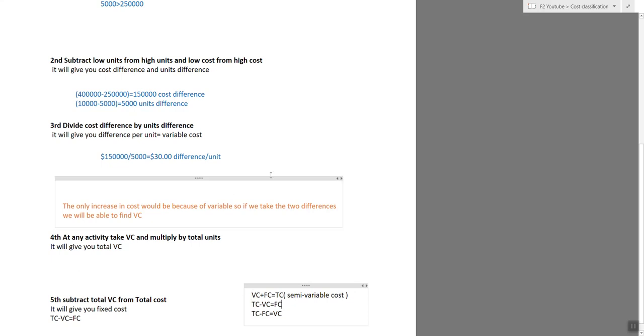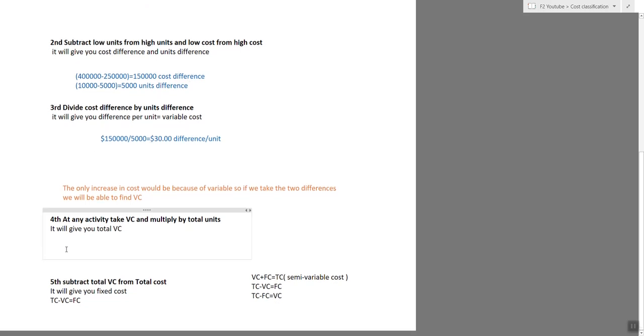So now take any activity, whether you want to take 5,000 or 10,000, whichever you want to take, it will give you the same answer. I will take both of them to show you that it gives the same answer. So if I take 5,000 and multiply by 30, the variable cost, it will give me total variable cost. Or if I take 10,000 multiplied by 30, it will give me total variable cost. Now if I take 150,000 and minus it from 250,000, the total cost of 5,000, it will give me fixed cost.